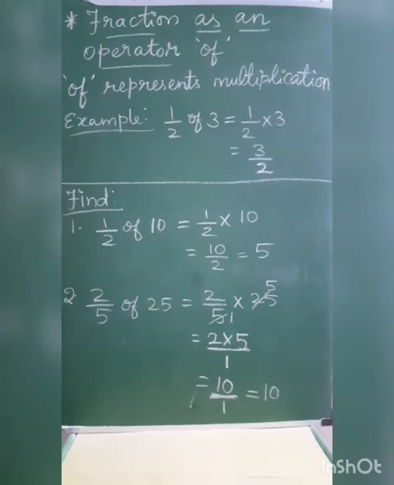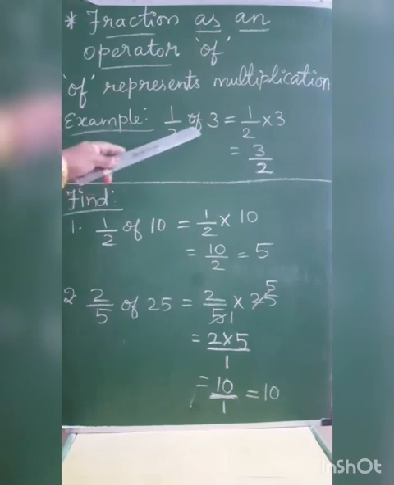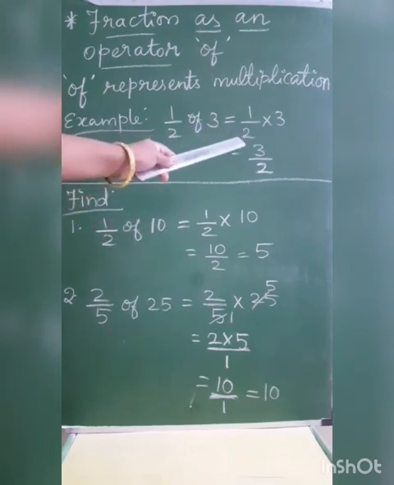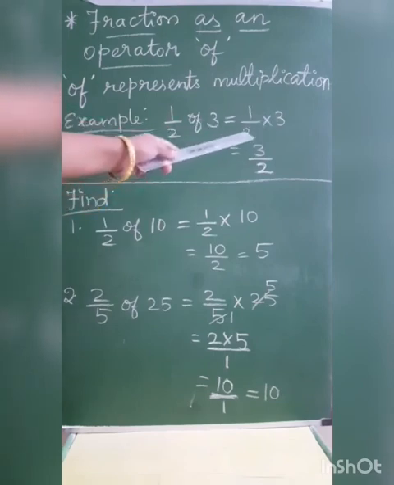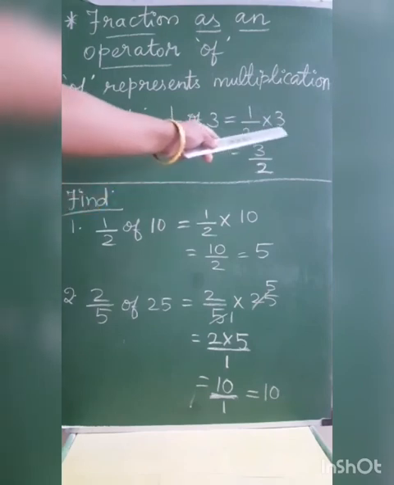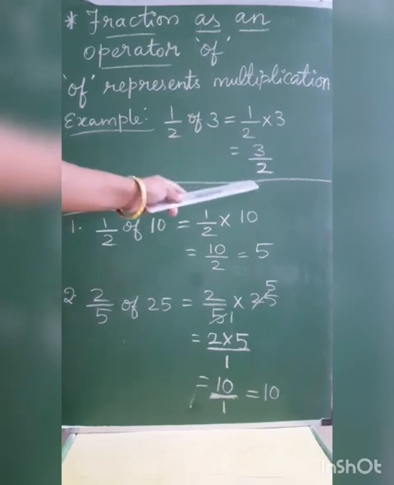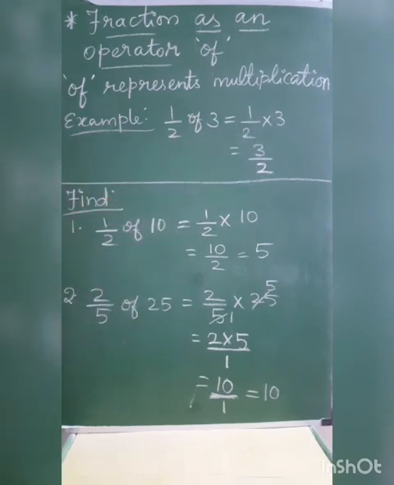Fractions as an operator of. Of means multiplication. Example, 1 by 2 of 3. That means 1 by 2 multiplied by 3. Of means multiply. So 1 into 3 is 3 and the denominator is 2. So 3 by 2 is your answer.